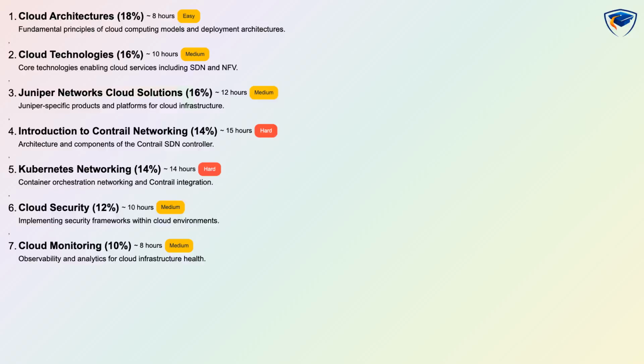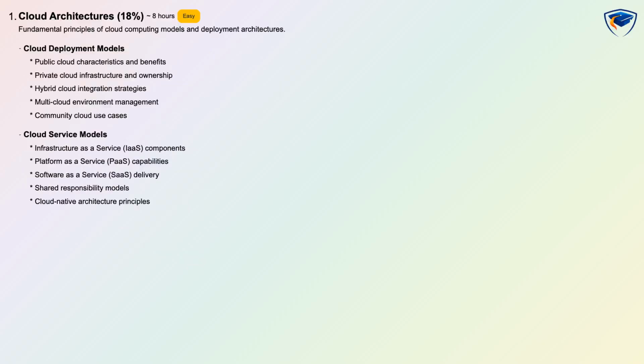This certification covers foundational cloud concepts through practical platform skills across 7 domains. The domains and their weights are: Cloud Architectures 18%, Cloud Technologies 16%, Juniper Networks Cloud Solutions 16%, Introduction to Contrail Networking 14%, Kubernetes Networking 14%, Cloud Security 12%, and Cloud Monitoring 10%. Expect a mix of conceptual questions, scenario-based items, and hands-on tasks depending on the domain.